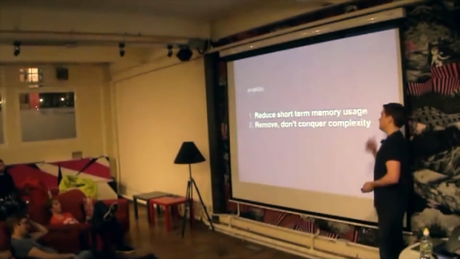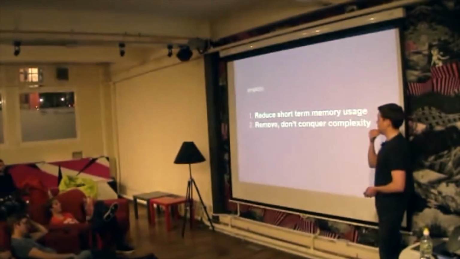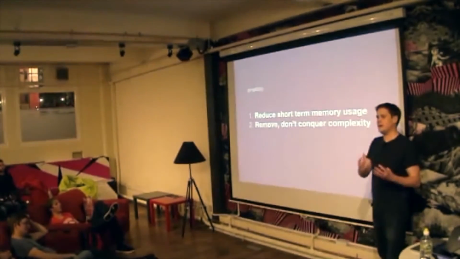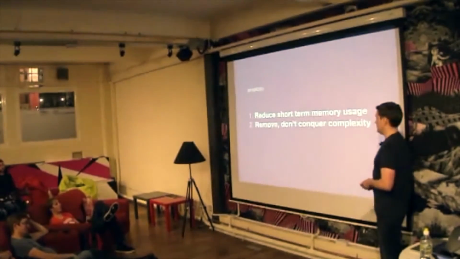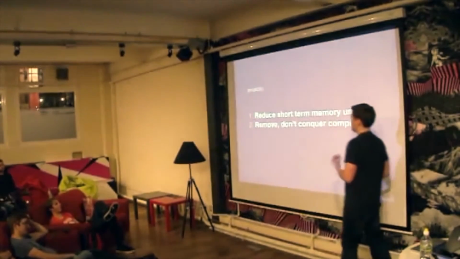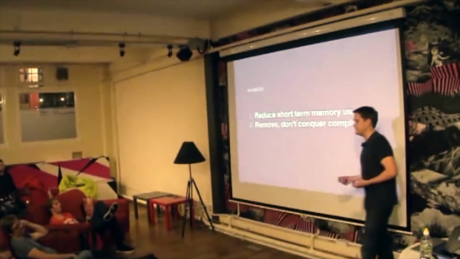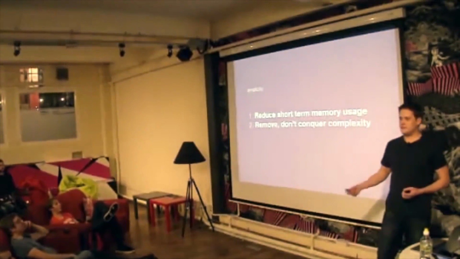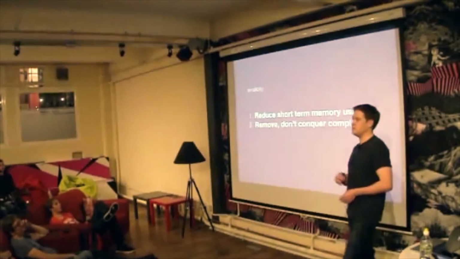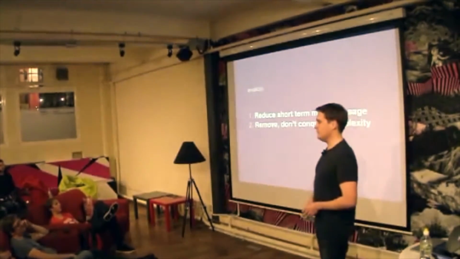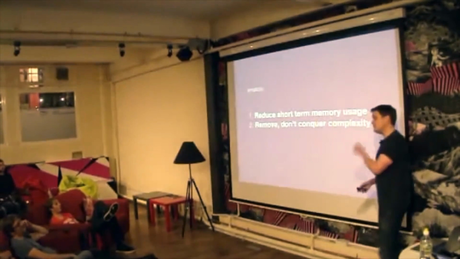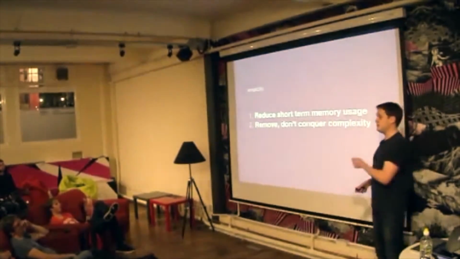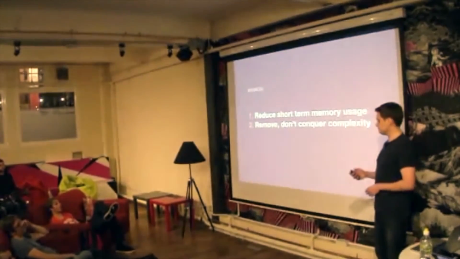So, simplicity. It's reducing short-term memory usage. If you have to keep multiple things in your head just to understand the concept, that makes it a lot more complex, and it's certainly not simple. And then the thing about complexity is we need to be removing it, not conquering it, not understanding it, and then learning to deal with its complexity in the code base. We need to be finding ways to completely remove that from our code base. I think the best developers, and certainly the developers that have made React, they've been religious about that fact. They've been religious about removing complexity.